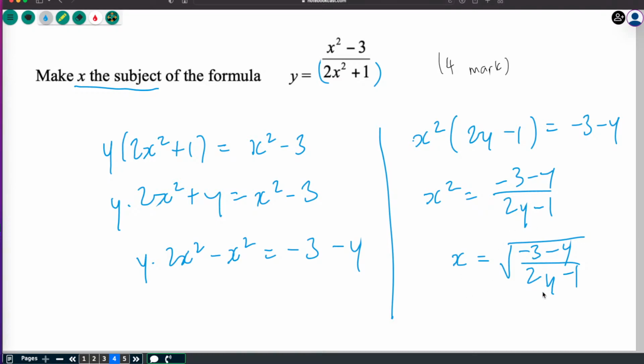Now, you may see this written as the square root of y plus 3 over 1 take 2y. That's equivalent. All that I've done there is multiply the numerator and denominator by negative 1. So these answers are equivalent. It doesn't actually matter which one you write. I'm just pointing that out because you might see an answer written slightly differently and panic and say, oh, I've done it wrong. Just be aware, sometimes you can multiply things by negative 1 and you'll still get the same answer. So there you go. That was rearranging.